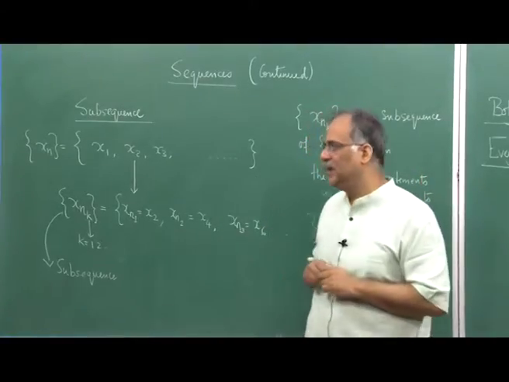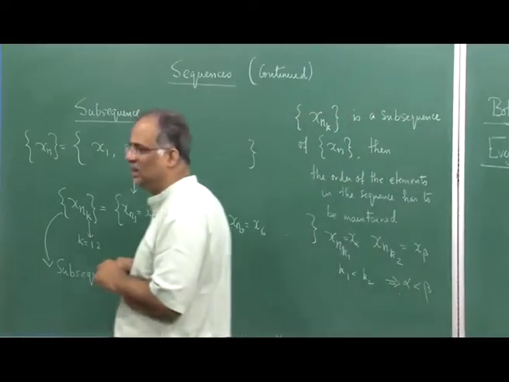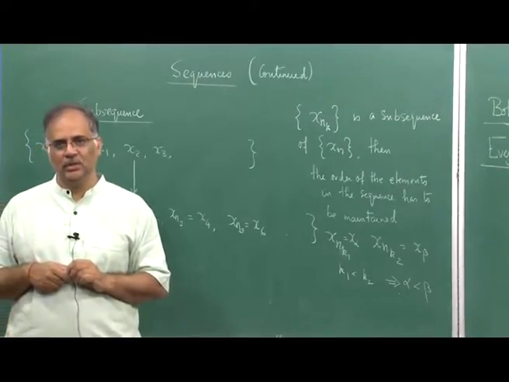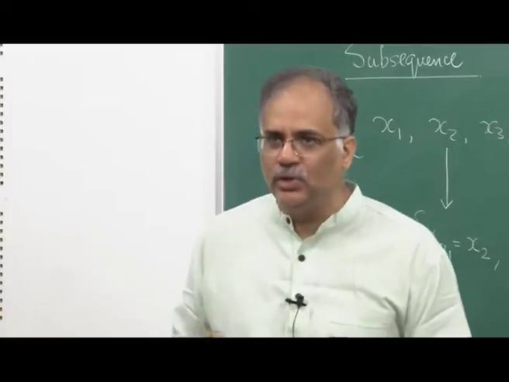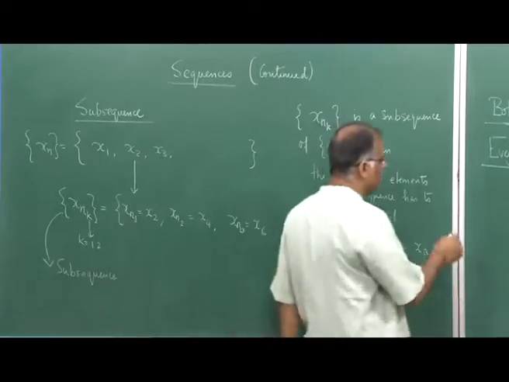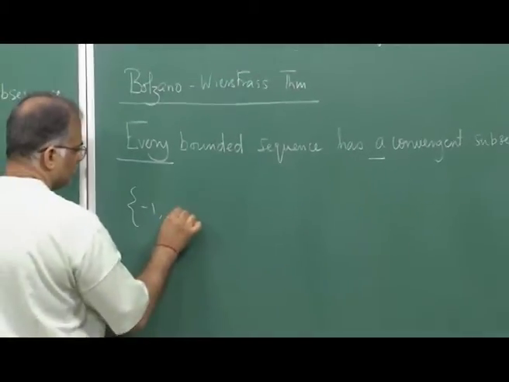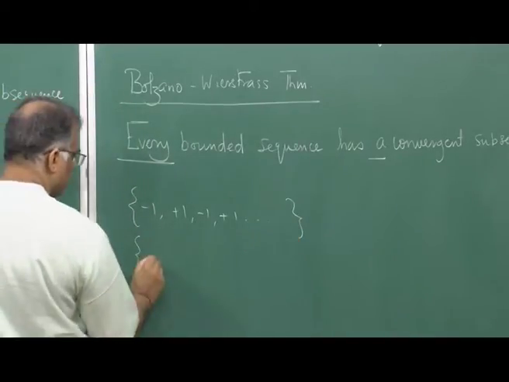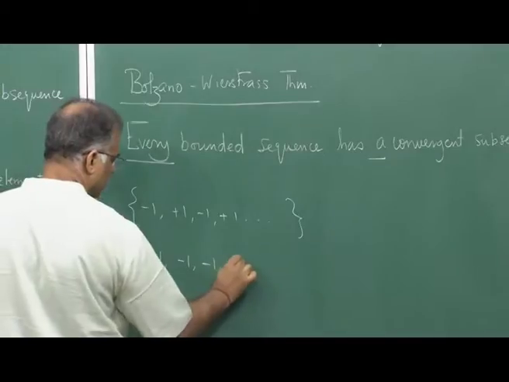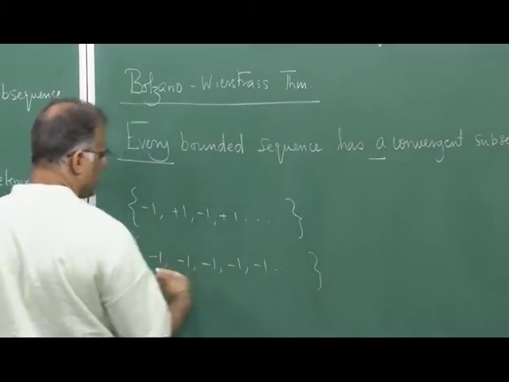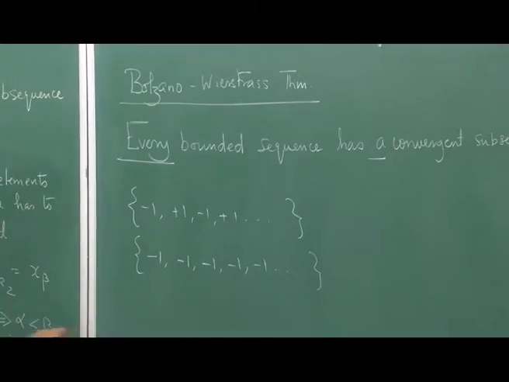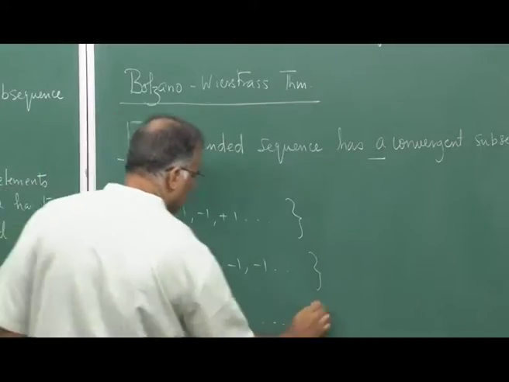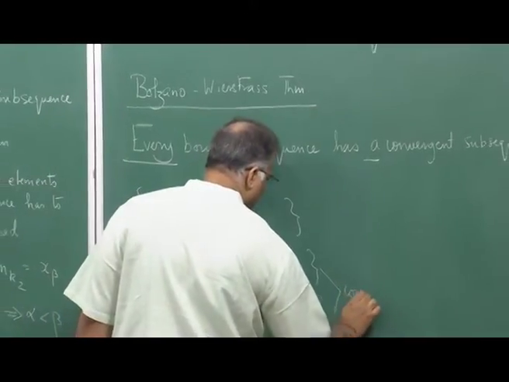It does not tell me that every subsequence is convergent. It does not mean that every subsequence that I choose is convergent. For example, if I take the sequence like this, and now I take only this subsequence, then it is of course convergent, to minus 1, nothing else. Or I take these plus 1s, and these are convergent subsequences. So, I have more than one convergent subsequence.